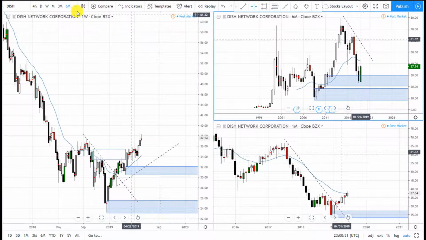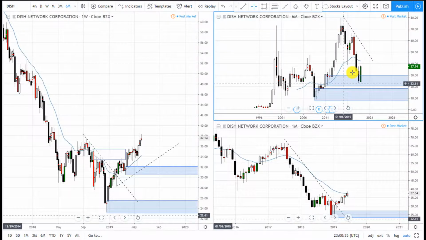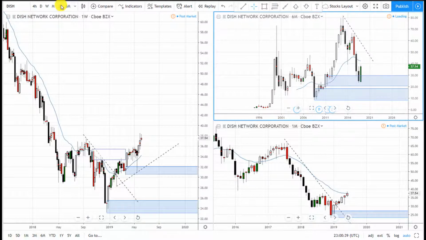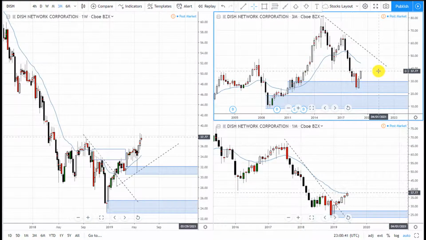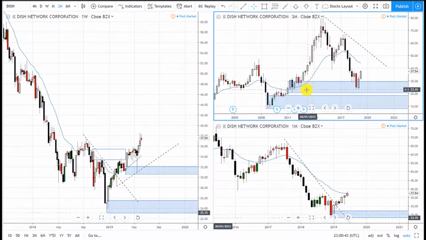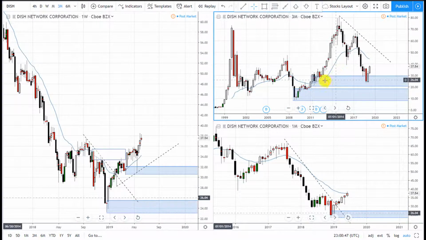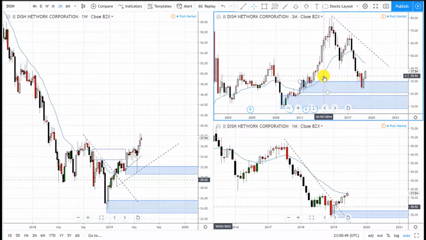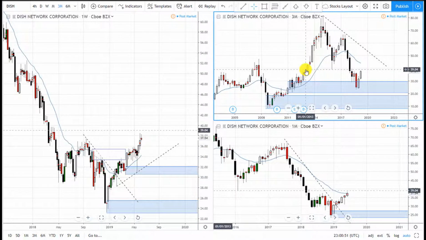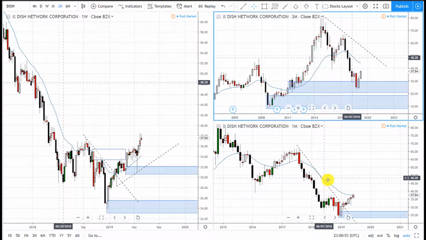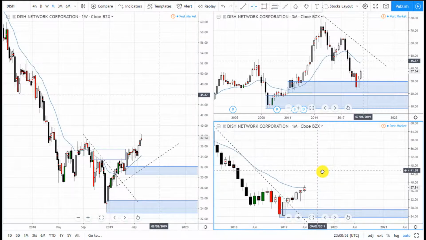Okay, so let's go back to, we know the 6 month is in its 6 month demand zone and control. The 3 month, like it or not, is within that demand zone, but this price action is really poor, so we don't see it. But price is in a 6 month demand zone, so we cannot go short on any of our time frames.